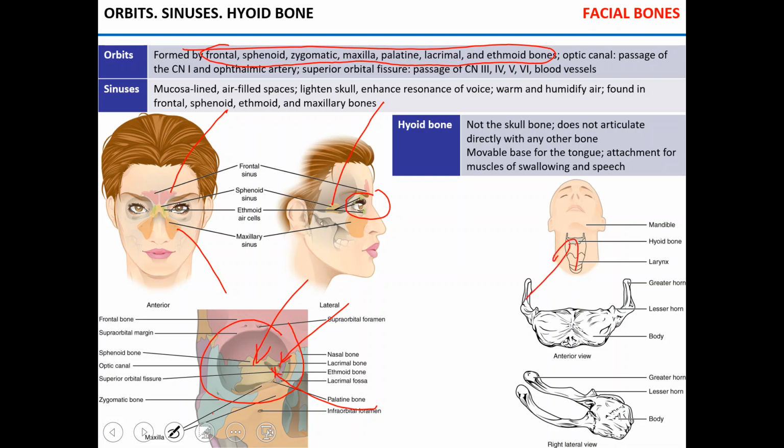It's the hyoid bone. That's the only bone in the human body that does not articulate directly with any other bone. It provides the base for the tongue. Muscles for swallowing and speech are attached to the hyoid bone.